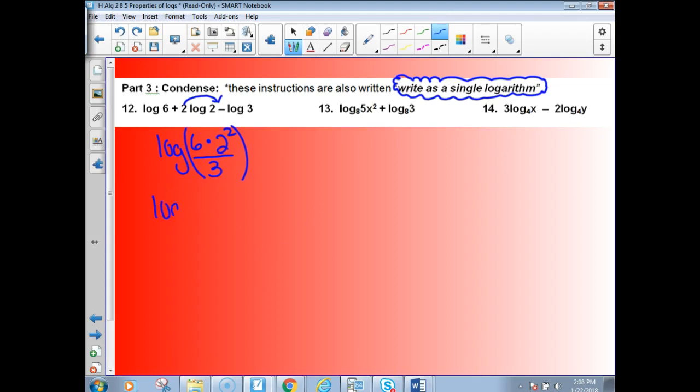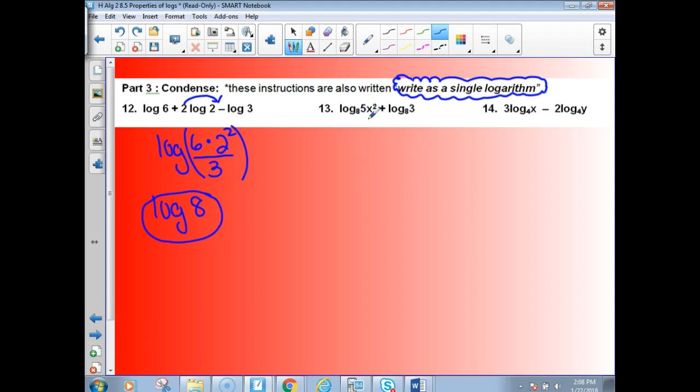Okay, so we're going to simplify this. 6 times 2 to the second, that would be 6 times 4. 24 divided by 3, this is actually the log of 8. What is the base, since it's not there? 10, base 10, common logarithm, all right? You could actually evaluate this on your calculator.